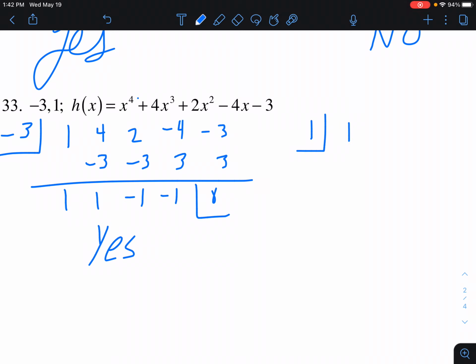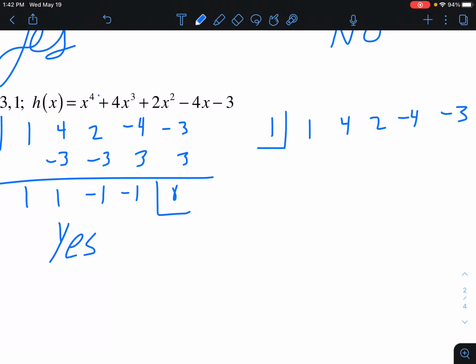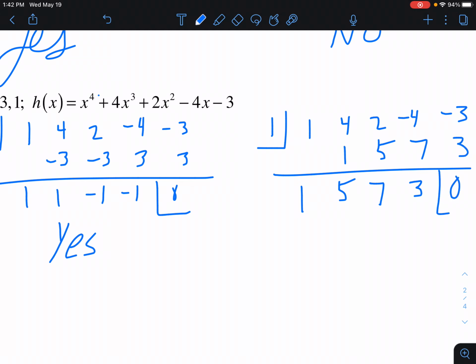Now I'm going to test -1, or sorry, not -1, +1, to see if that's a 0 of h of x. First number drops down, multiply, add, multiply, add, multiply, add, multiply, add. And we get another yes. We got another remainder of 0, so 1 is also a 0, also known as a root, also known as a factor.